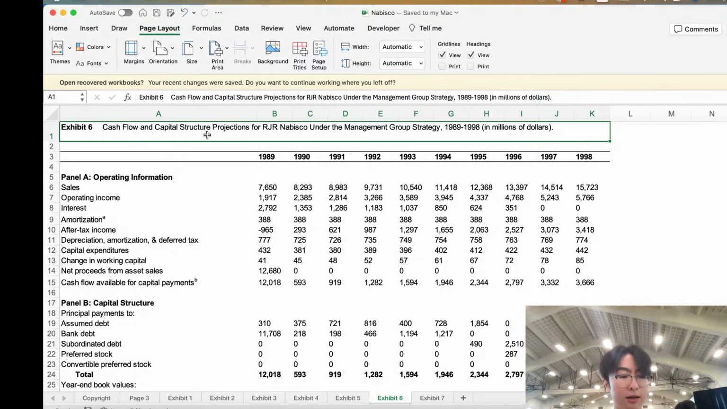So operating income after tax, 1 times 1 minus, okay, that's good. Depreciation, amortization, change in capital. Okay, that's good. And capital expenditures, subtract that. So that looks good. Change in working capital. Okay, yeah, that's good too. Great, so these numbers are right.